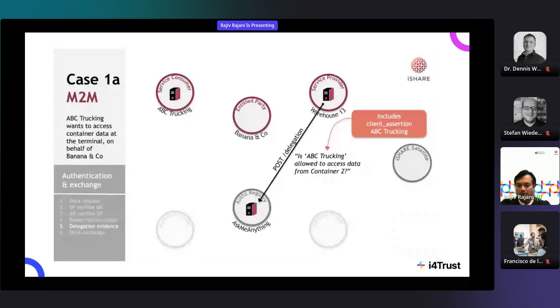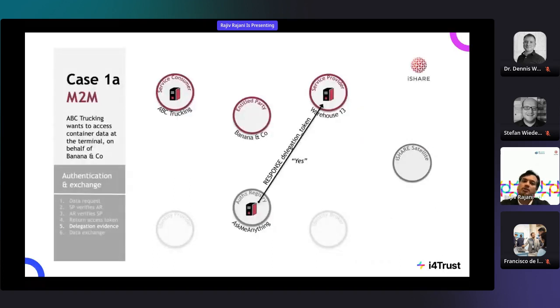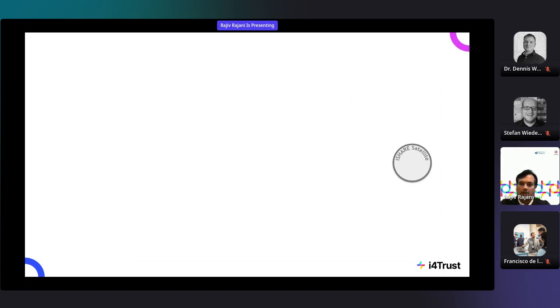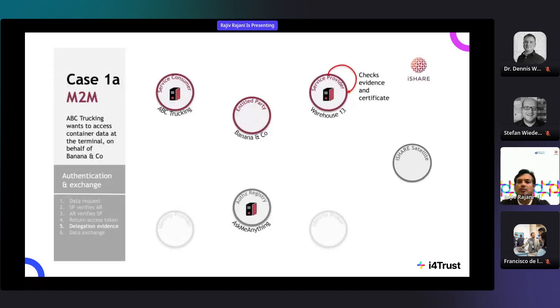Because if you remember, in the first step, Banana and company made that policy in the authorization registry, which allowed access to ABC trucking company on the container Z. The authorization registry determines, yes, ABC trucking company should have access to information of container Z. So in response, it sends that response similar to the model that I previously explained. But in plain English, it simply says yes, because it is a permit, because there is already a policy in it, right? With that, warehouse 13 checks all the evidence. Again, when the authorization registry sends back the response, it is also a signed JWT so that the service provider can be assured that it is indeed valid information that it can trust in order to share data with the service consumer.